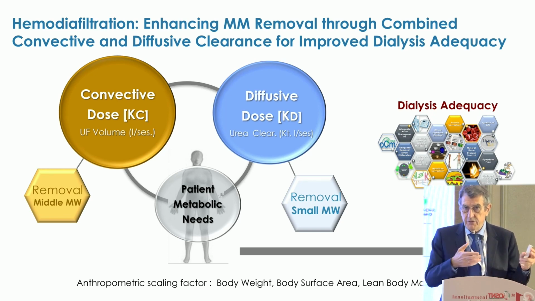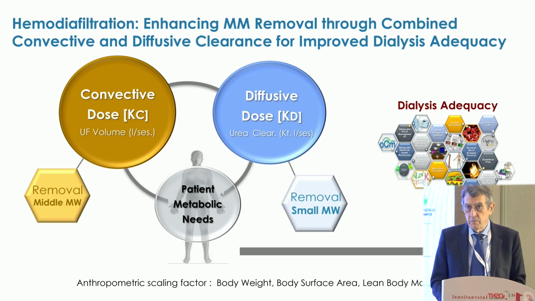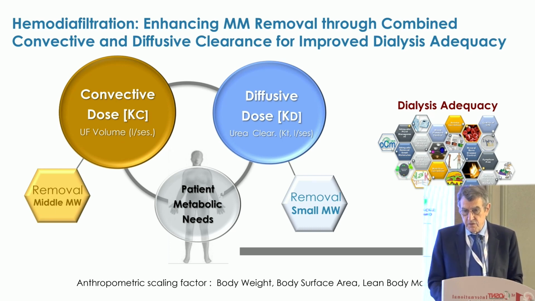Hemodiafiltration is a combination of diffusive action, so low molecular weight clearance, and high or middle molecular weight removal by the convective action. So the dose is delivered by the ultrafiltration; this is a way to measure the efficiency of hemodiafiltration. So you understand at the end that the point of hemodiafiltration is not to increase the Kt/V. The point is to increase the removal of what we want to remove, middle and large molecular substances.